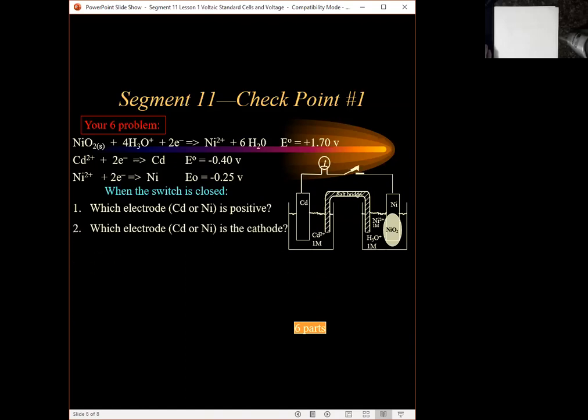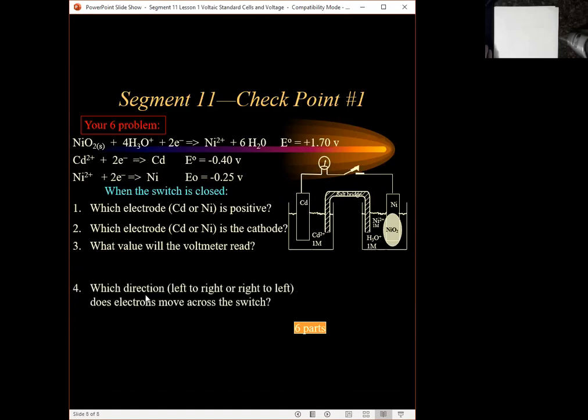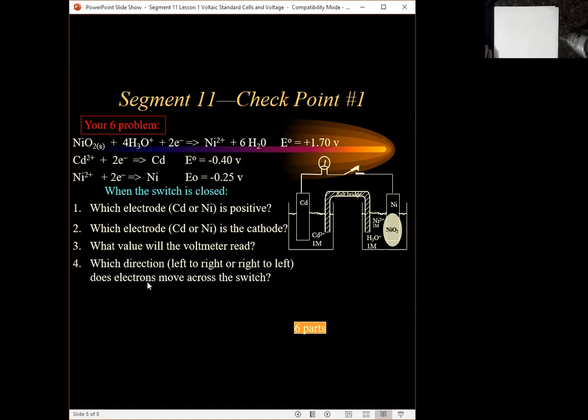Okay. Which one is the cathode? Which one is reduction taking place? What will be the value read by the voltmeter? I'm going to take the positive voltage and the negative voltage, combine them and see what the voltage would be. Which direction, left or right, do the electrons move across the switch? Now remember, the electrode that produces the electrons is negative, and electrons flow from it to the other electrode. I'm always going to look at it like that.